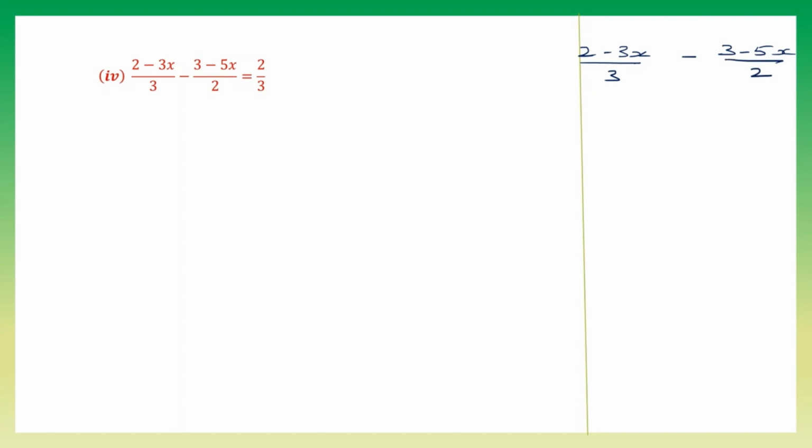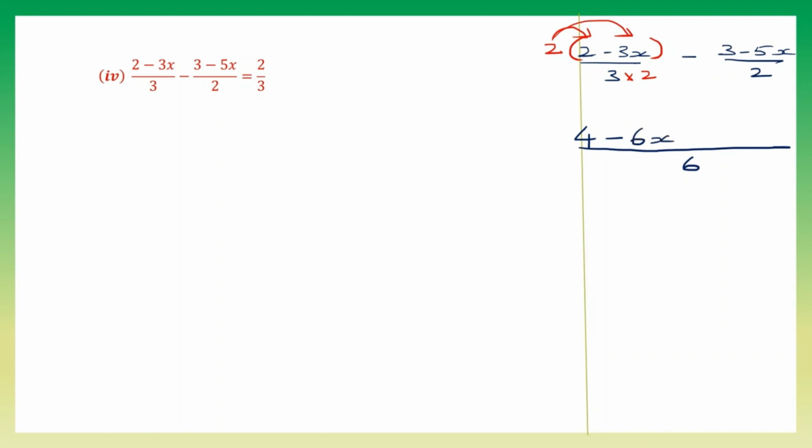Since 3 and 2 are both prime numbers, the LCM of prime numbers is the product of those two numbers. So we just have to multiply. 3 2s are 6. So I've got my LCM as 6. Now 3 into 2 is 6, so I need to multiply this whole thing by 2. So 2 into 2 first and then 2 into minus 3x. So 2 2s are 4. Then 2 into minus 3x will be minus 6x.